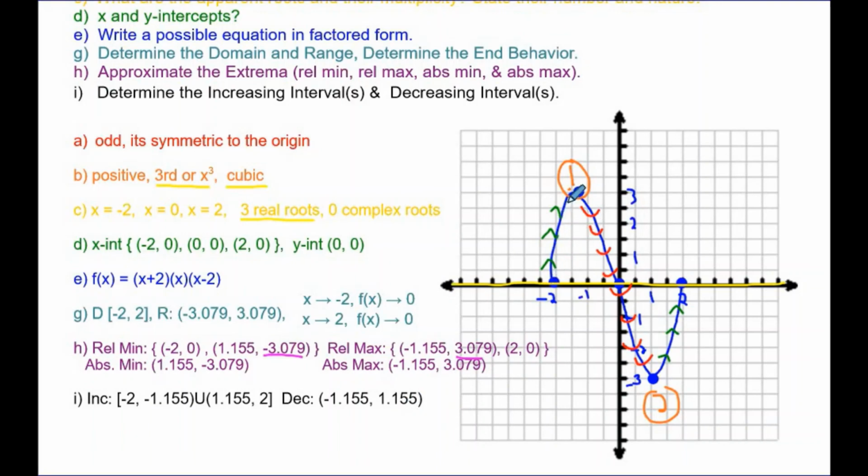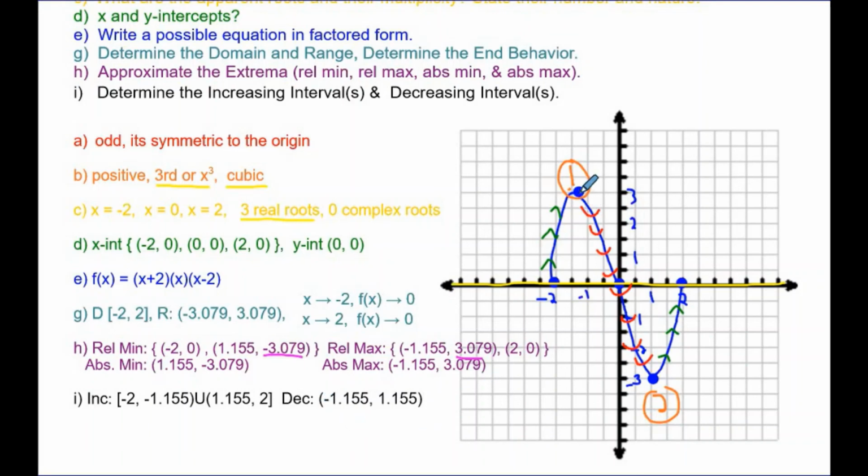You can already see the increasing interval here. So -2 to this point, which is 1.155. We're also increasing from 1.155 to 2. We use a solid bracket there because they are defined points. Please keep in mind that shared points are always parentheses because they're shared. They can't be both increasing and decreasing at the same time.